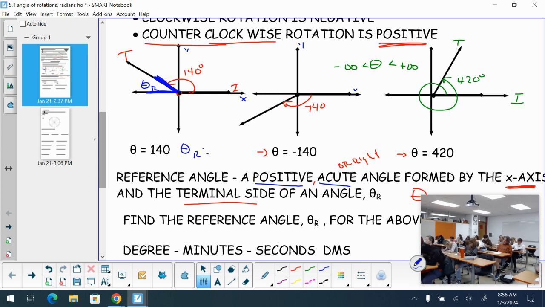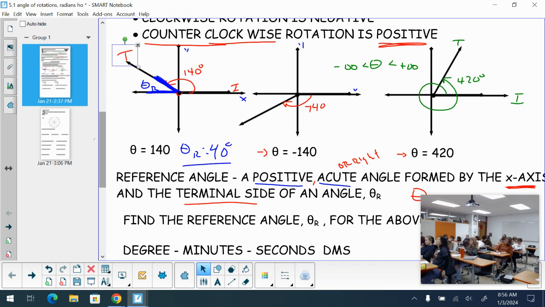So if I take a look at theta R, my reference angle here, the x-axis and the terminal side, what's the measure going to be, Emerlyn? 40 degrees. And we can use our noggin here. If I rotate all the way down to here, this is 180 degrees. So I'm going to be stopping short of that at 140. What's my measure between 180 and 140?